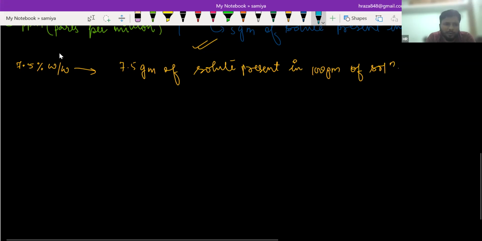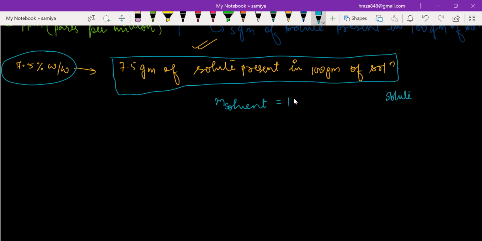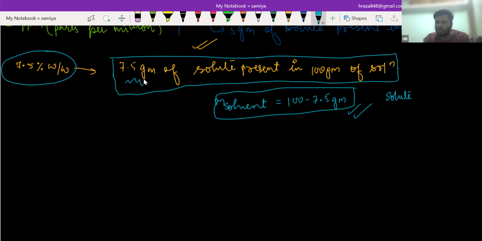And from this information, you can write a sentence, and by this sentence, you can find number of moles, mass of solvent. Can you calculate it? Mass of solvent. Samia, you know that 100 minus 7.5. 7.5 gram. Very good. So it will be almost 92.5 gram mass of solvent. And if mass is given to a specific solute like NaOH, NaCl, you can find number of moles also, right?